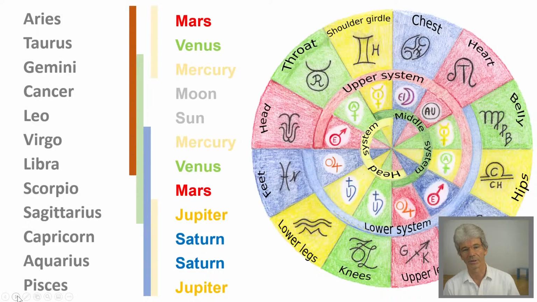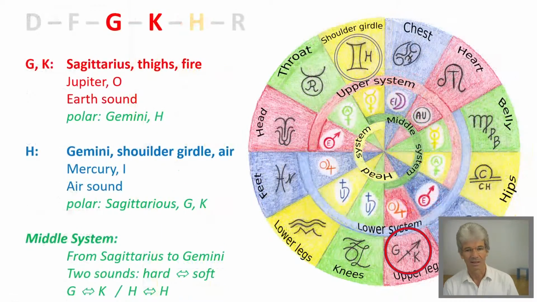Or Mercurius lives in the Gemini system, at the top, in the yellow top of the drawing, the shoulder girdle, and also in the belly, in Virgo. And those two, Jupiter and Mercury, they are the systems which stand behind the sounds we are working with today. I told you we speak about or move through G, K, and H.